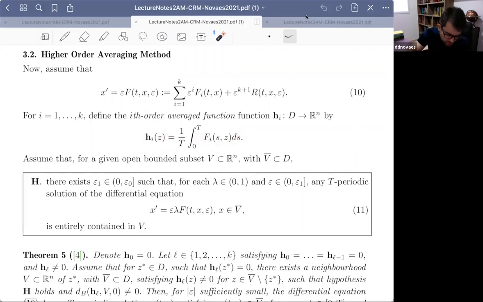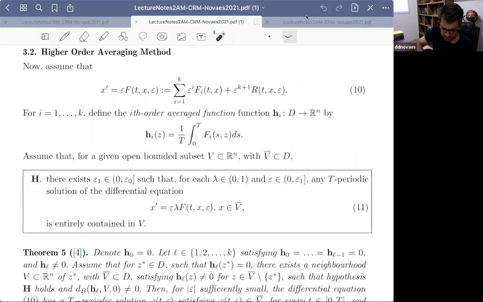And we also assumed the hypothesis H that imposes, for a given subset V such that the closure of V is contained in the domain, that there exists an epsilon_1 such that for each lambda in the open interval (0, 1) and each epsilon between 0 and epsilon_1, any T-periodic solution of this difference equation is entirely contained in V. So note that the difference equation is defined in the closure of V.